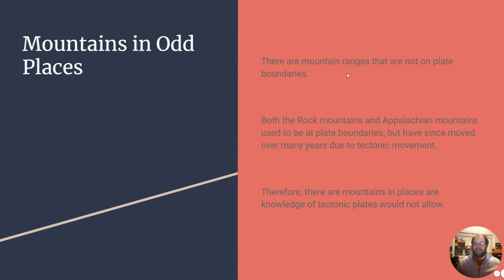Sometimes there are mountains in really odd places that don't really seem like they're on a plate boundary. Both the Rocky Mountains and the Appalachian Mountains used to be at plate boundaries, but have since moved over years due to other tectonic movements. So these mountains are no longer in a place where it would feel like that's where they should be. That's because they have since moved away from a boundary, right? There's other things moving them into other directions.